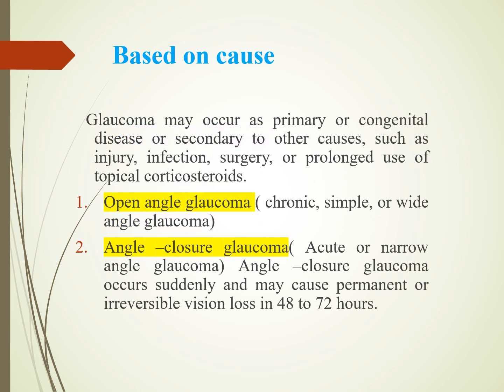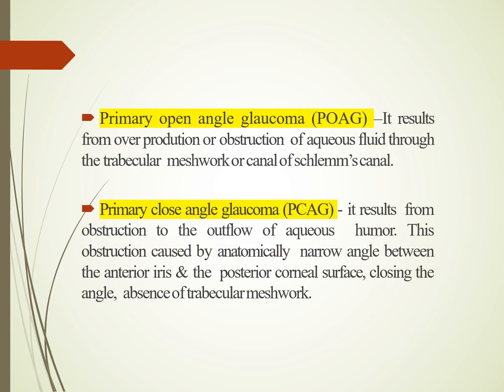Based on cause, glaucoma may occur as primary or congenital disease or secondary to other causes such as injury, infection, surgery or prolonged use of topical corticosteroids. Open angle glaucoma, angle close glaucoma. Primary open angle glaucoma. It results from overproduction or obstruction of aqueous fluid through the trabecular meshwork or canal of Schlemm.